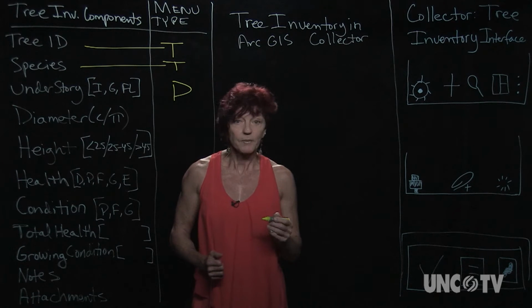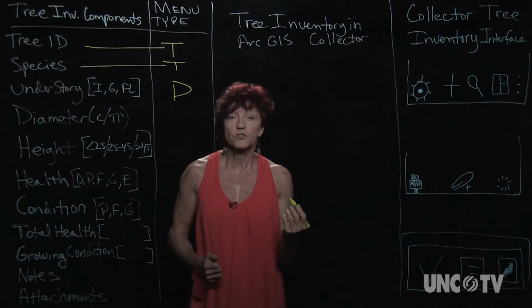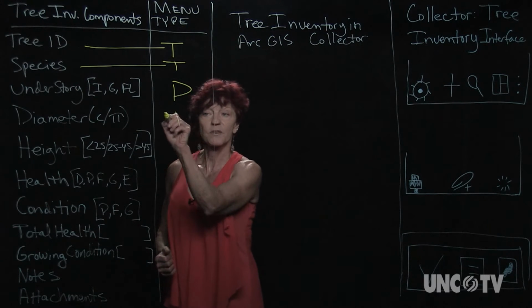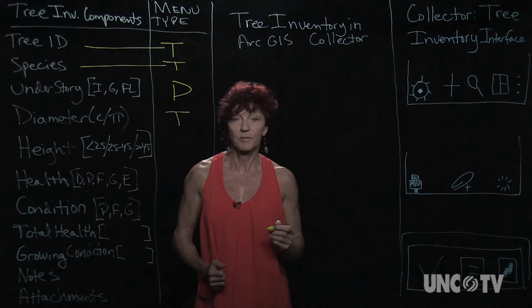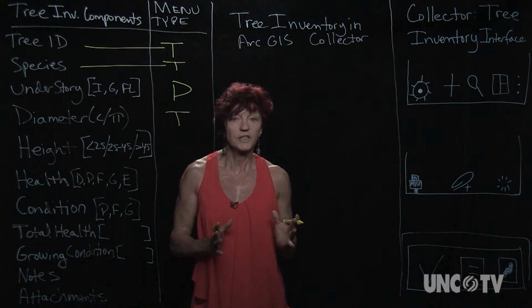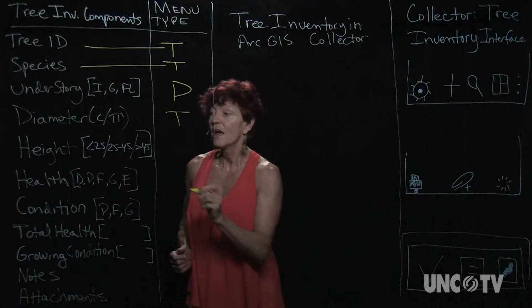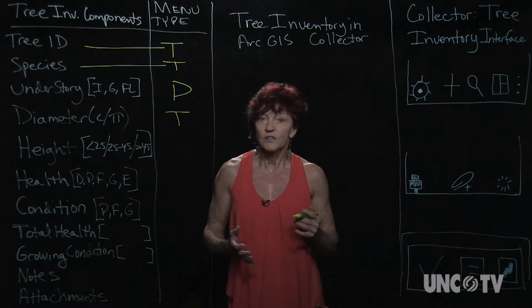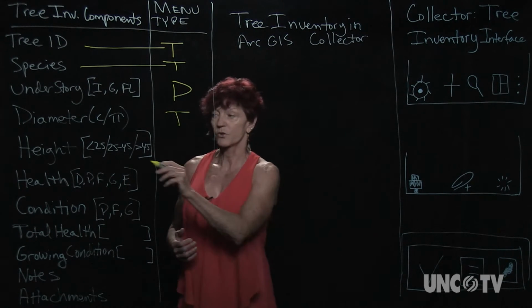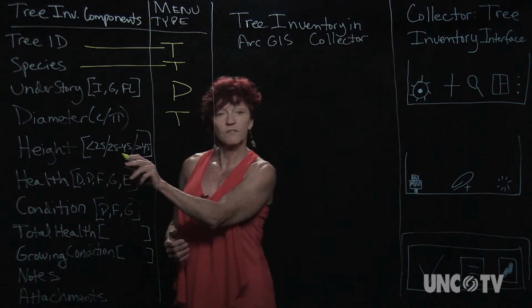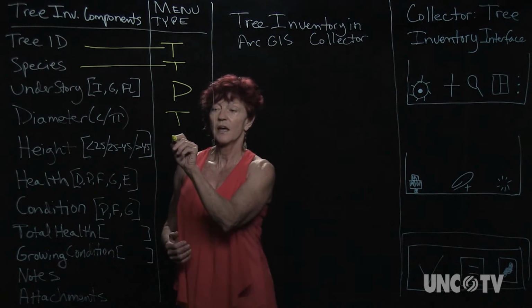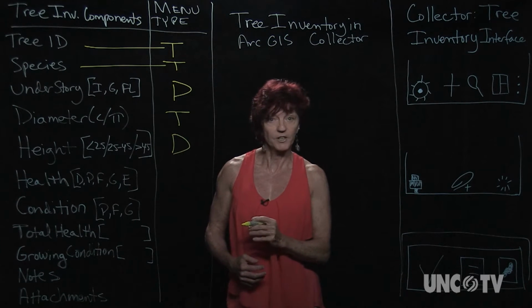Next, you go to the diameter. Take your tape measure, measure the circumference of the tree, divide it by pi, and type the diameter into the app. So one of your team members will need to have a calculator. Then, using the method we talked about to measure tree height, you're going to determine the category of the tree. Is it less than 25, 25 to 45, or more than 45 feet? That is a drop-down menu category.